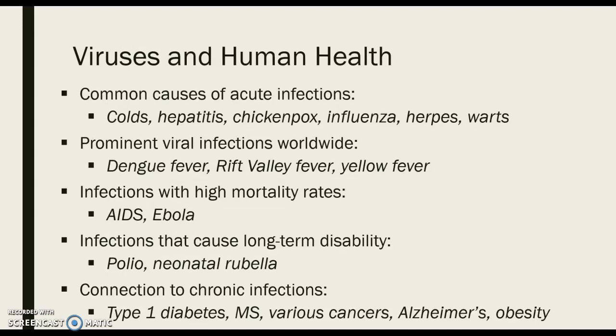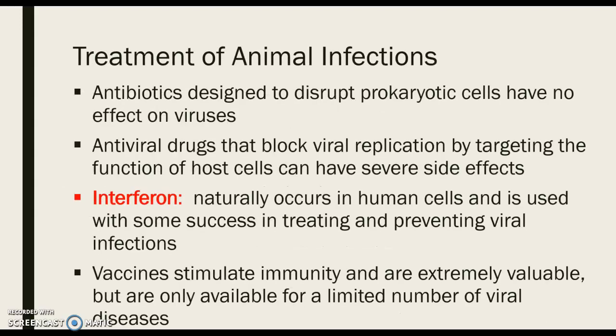Viruses and human health: common causes of acute infections are colds, hepatitis, chickenpox, influenza, herpes, warts. Prominent viral infections worldwide include dengue fever, Rift Valley fever, yellow fever, and so on. I'm not going to read through all this, but the book has some more information on this. Treatment of animal infections: antibiotics designed to disrupt prokaryotic cells have no effect on viruses.